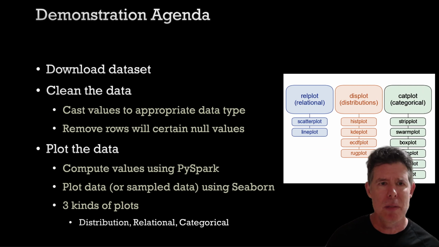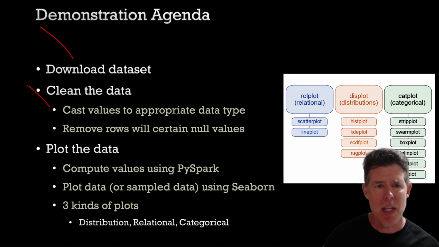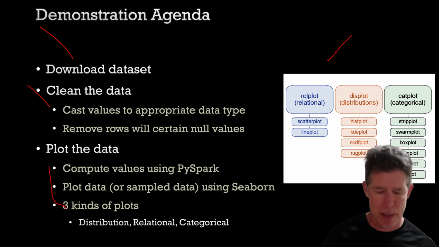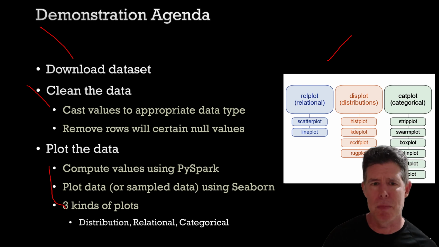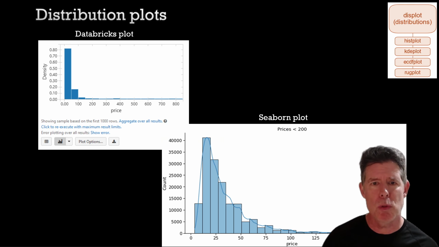So the agenda for the demonstration is just to download a data set, clean up the data set a little bit, and then plot using these three main functions from Seaborn. The kinds of plots you'll see will be like this distribution plot. This is housing data and prices of the housing data, or prices of wine.